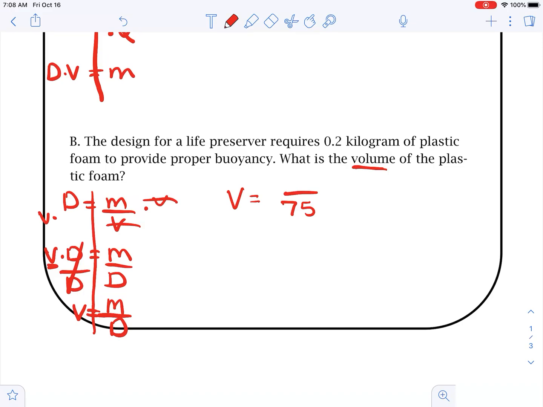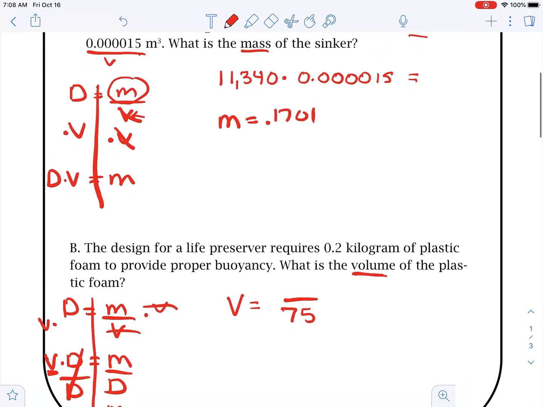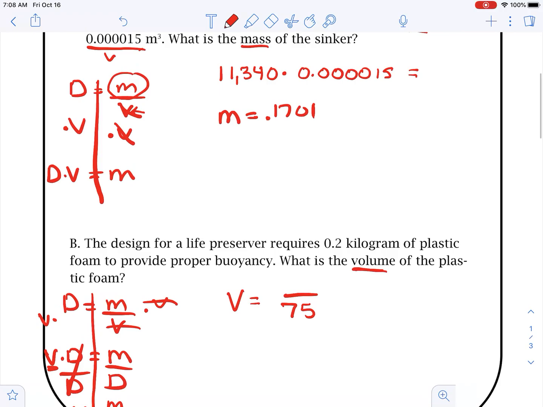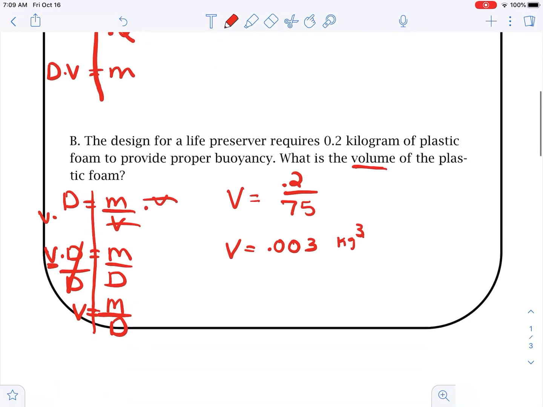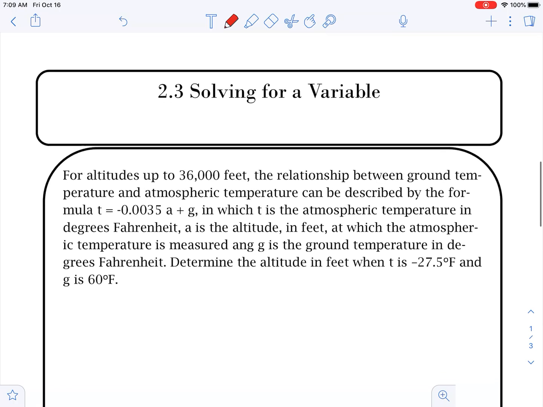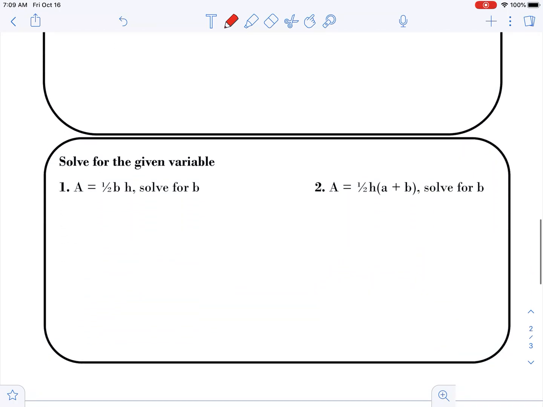And then it says the design for life requires 0.2 kilograms. So we go 0.2 up there, and we go 0.2 divided by 75. And so our volume would be 0.00, and we'll round 3 for that. Kilograms cubed. So we're just rearranging to solve for these.